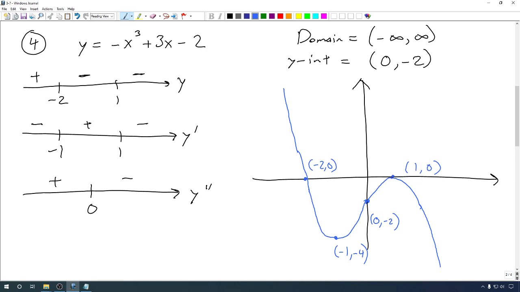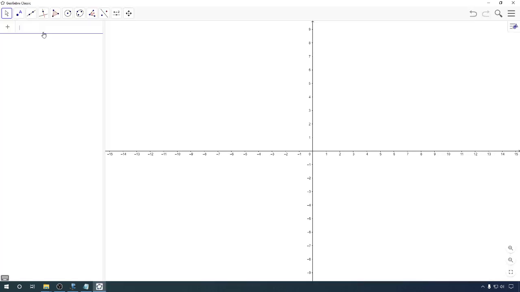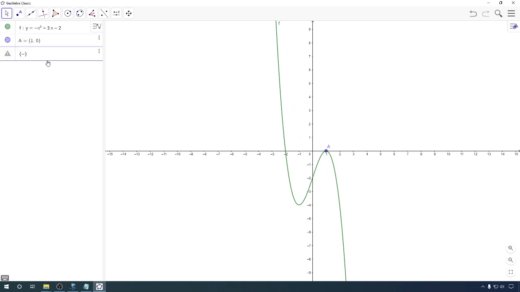So how good of a graph did we actually get? Well, we could go ahead and actually graph this using the computer just to test our answer. Recall our function was y equals -x cubed plus 3x minus 2. Our significant points were (1, 0) and (-2, 0), those were our x-intercepts, and one of them was actually a relative maximum. We had a y-intercept of (0, -2), and we had a relative minimum at (-1, -4). And so all the significant points for this particular curve were on our sketch.